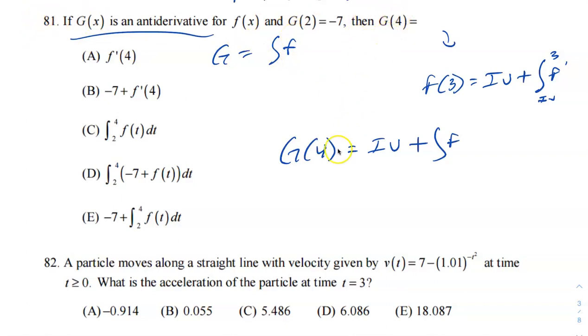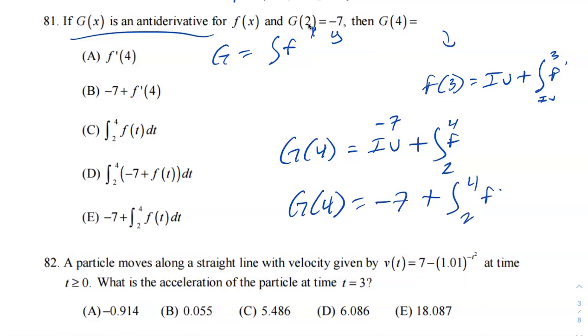And then again, I'm going to 4. So what's the initial value they gave me? They gave me this. Now, x is the 2 and the y is -7. So 2 goes here and -7 goes there. So my answer is going to be G of 4 equals -7 plus the integral from 2 to 4 of f of x. So that's the idea.